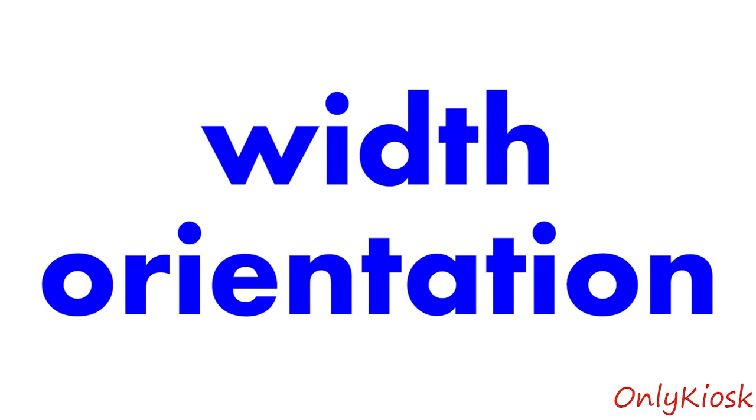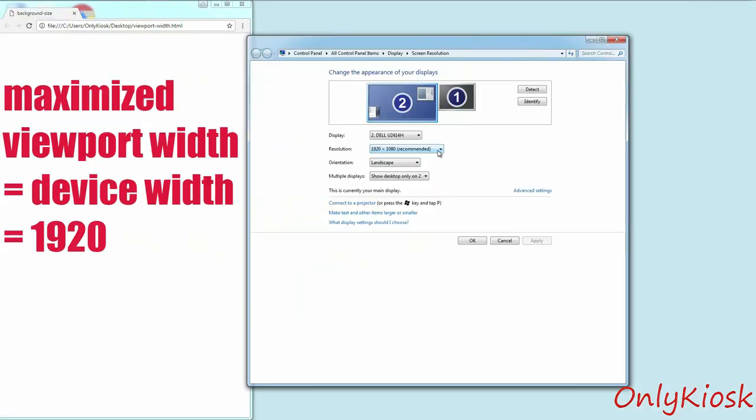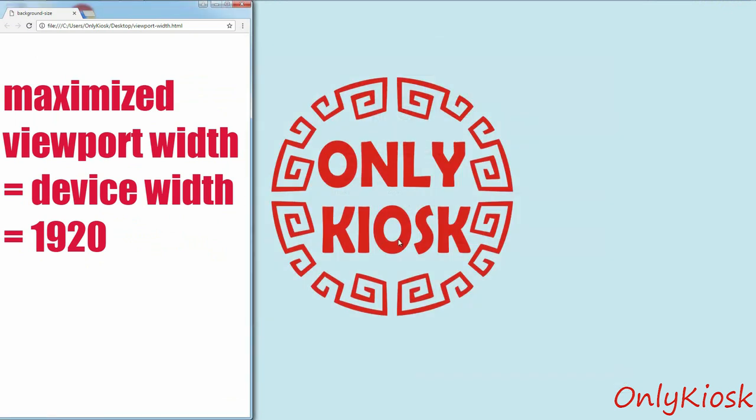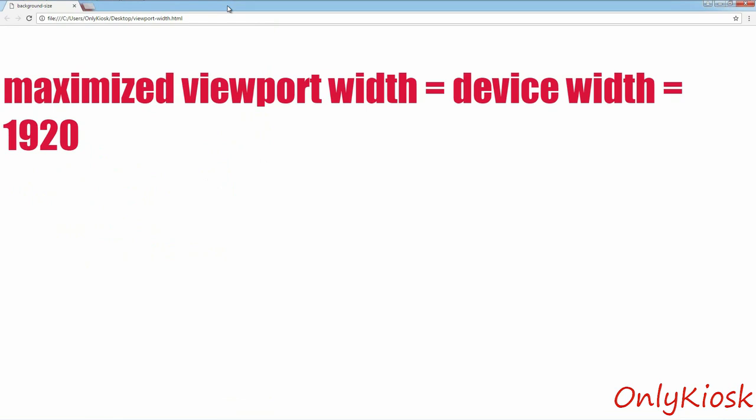Once again, don't mix width and device width. The device width of the screen I'm currently using is 1920 pixels. If I maximize the browser window, the width of this viewport will be 1920 pixels as well. So let's start our media query study by proving that.